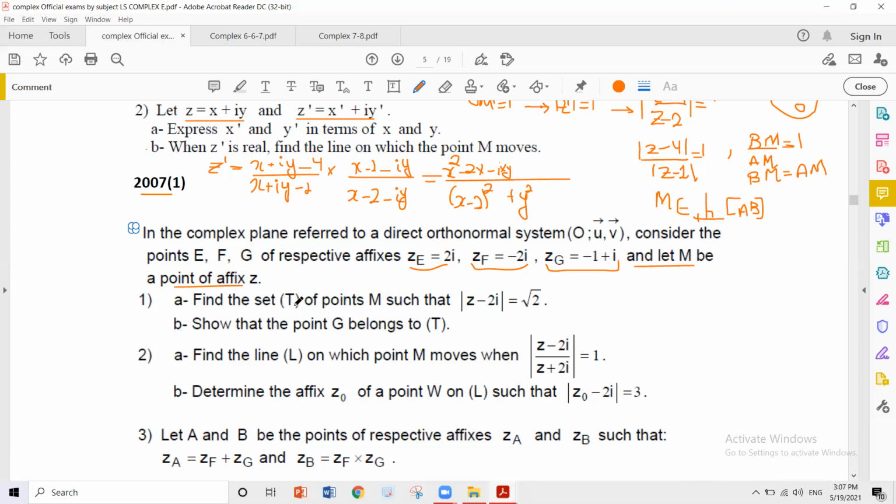Find the set T of points M when the modulus of z minus 2i equals radical 2. So zM minus 2i, which is minus zE, equals radical 2. EM equals radical 2, so M belongs to a circle of center E and radius radical 2.